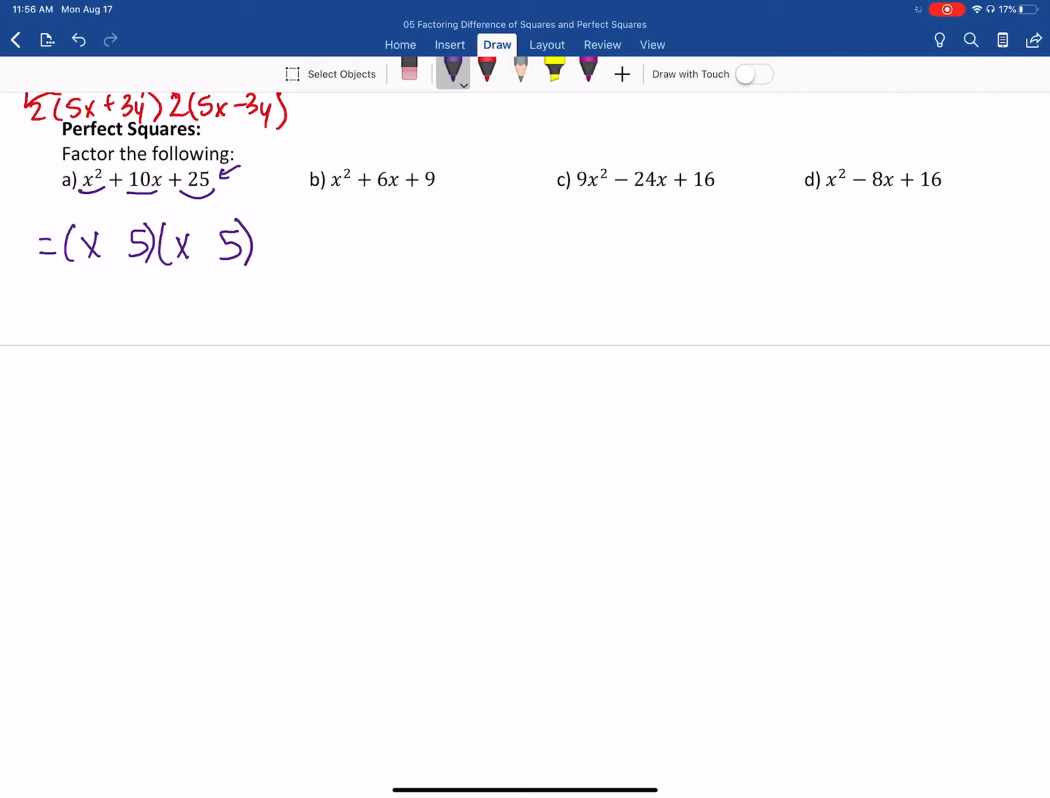But because I want positive 10, I'm going to put it there. So that means that my answer is a squared number. And that's what it means by perfect squares. It's something times itself. So if you FOIL it back, you would get that answer.